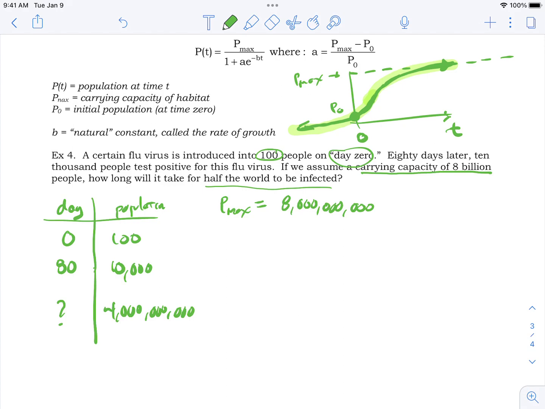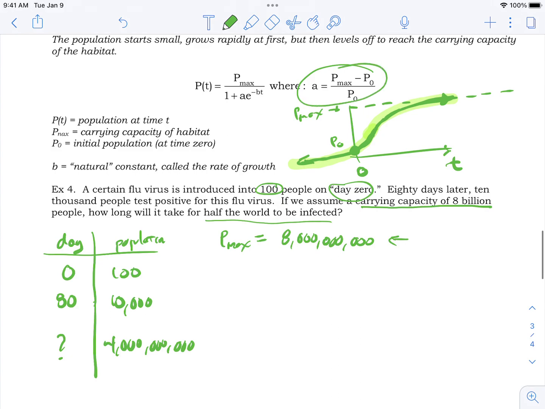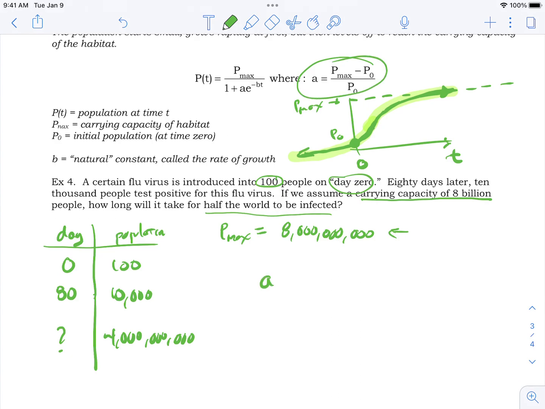So that's our XY table summary of what we're trying to do here. We know the Pmax is 8 billion. They told us that. We want to use this formula. This formula has an A in it, and the A is defined this way. Let's figure out what the A is first. So you take your Pmax, which is 8 billion. Boy, I should have used smaller numbers. Oh well, 8 billion. And you subtract your P naught, which was 100.